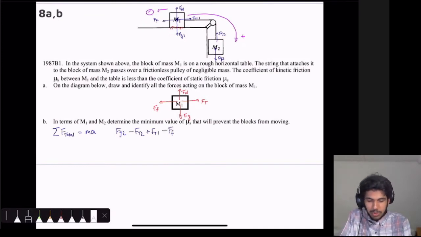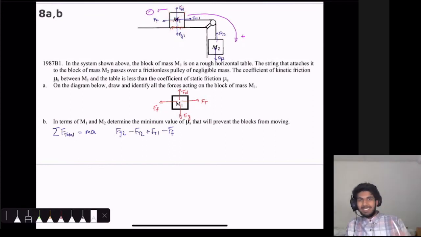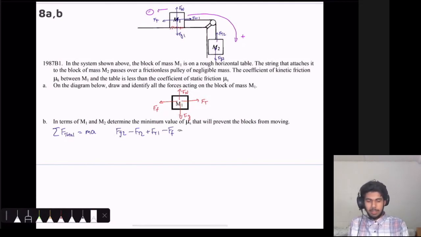And you might be like, well, what's going on with Fn and Fg1? They're not pointing in that direction. They're pointing in the perpendicular direction. They're pointing along the other axes. They're not pointing with or against the direction of travel. So we don't really care about those. And remember, we said that we don't want the blocks to move, so their acceleration should be 0. So let's just say that equals 0.